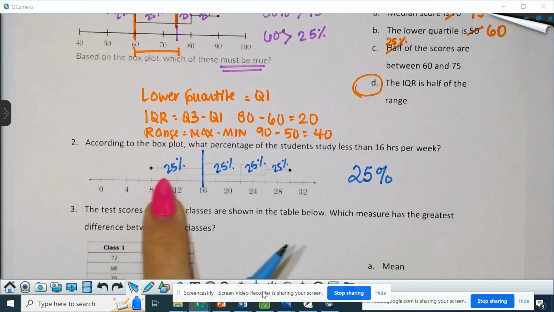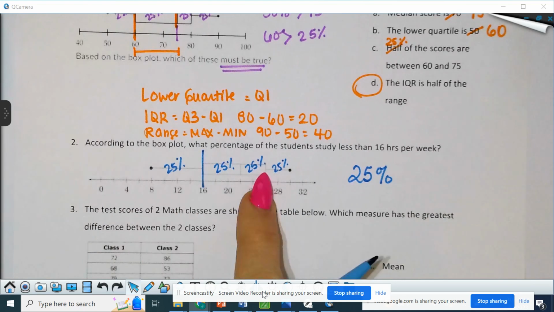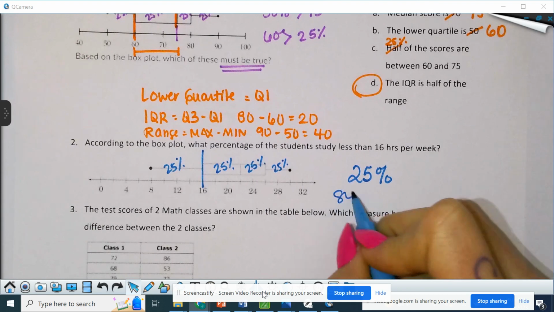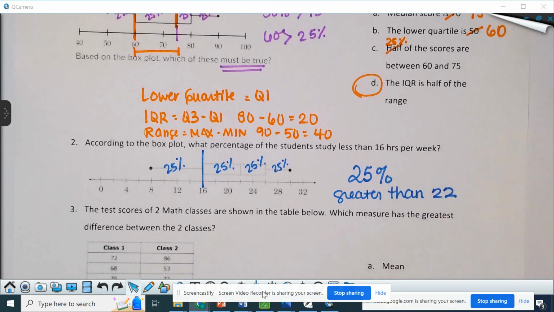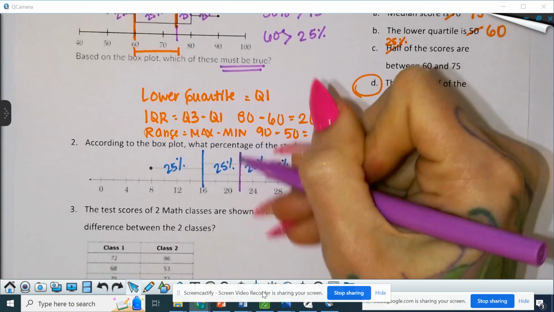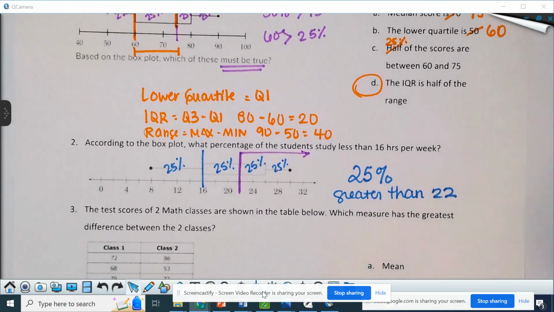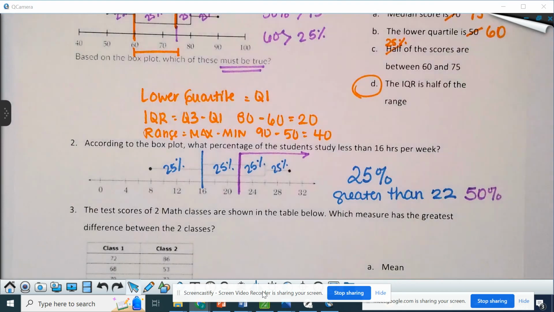Again, it does not matter what it looks like. Dot, line, line, line, dot. 25, 25, 25, 25. Every single time. So if I was to ask what percentage is greater than 22. So this is our 22. What percentage is greater than that? 50%? Yeah.